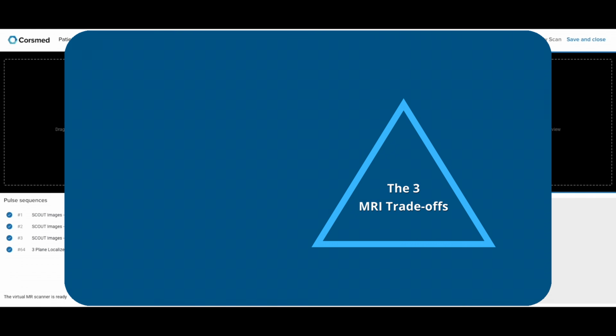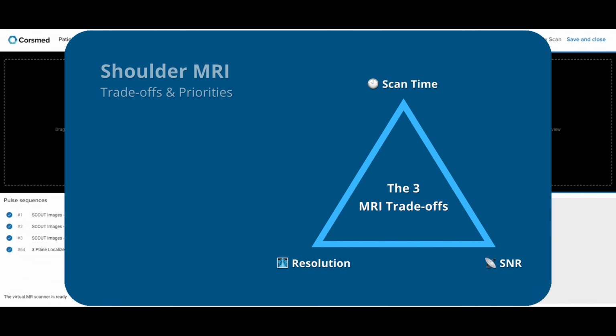In MRI, there are three core trade-offs: scan time, resolution, and signal-to-noise ratio. When we improve one of these, the other two become worse. So how should we balance these metrics when it comes to shoulder MRIs? Since the shoulder contains fine critical structures like the labrum, tendons, and cartilage, we need very high resolution.